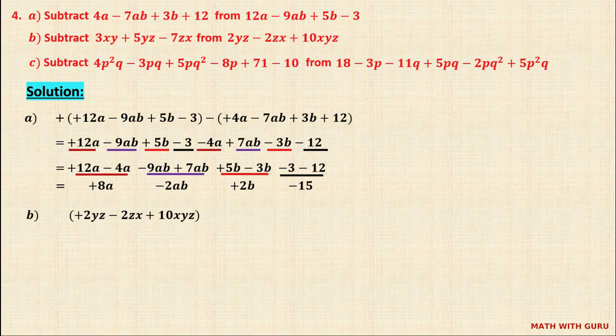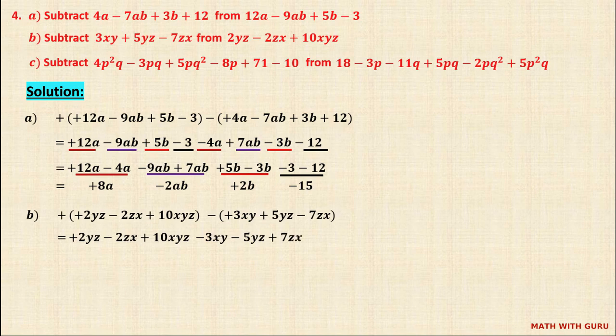Again here, the second expression should be written first. First expression should be written next. Let us open the brackets like this. Let us collect the like terms. Minus 2zx plus 7zx, then plus 10xyz minus 3xy. These two don't have any other like terms.